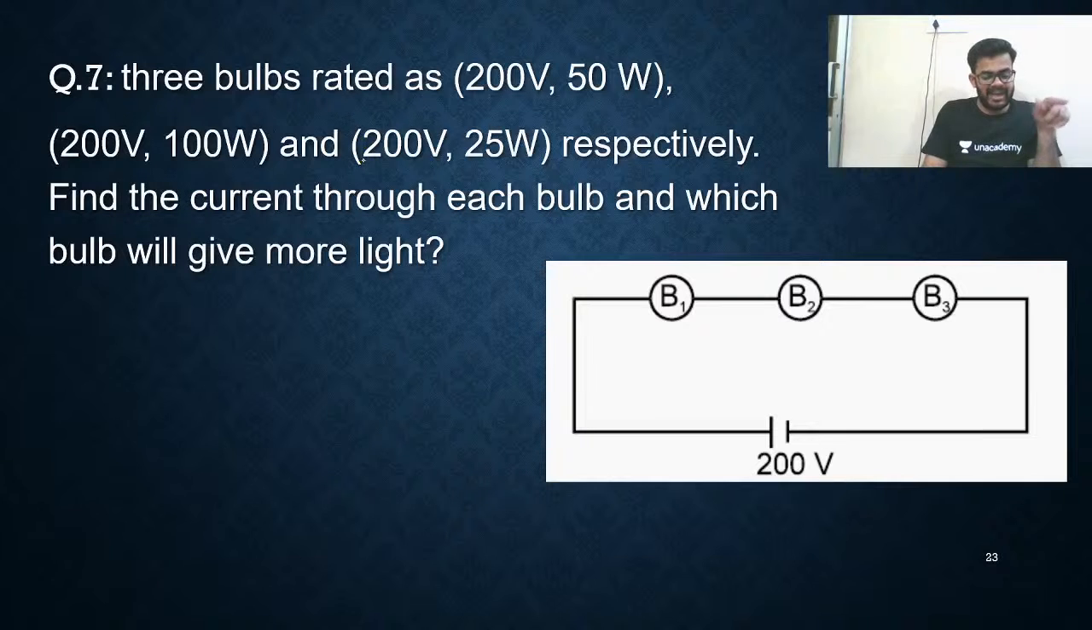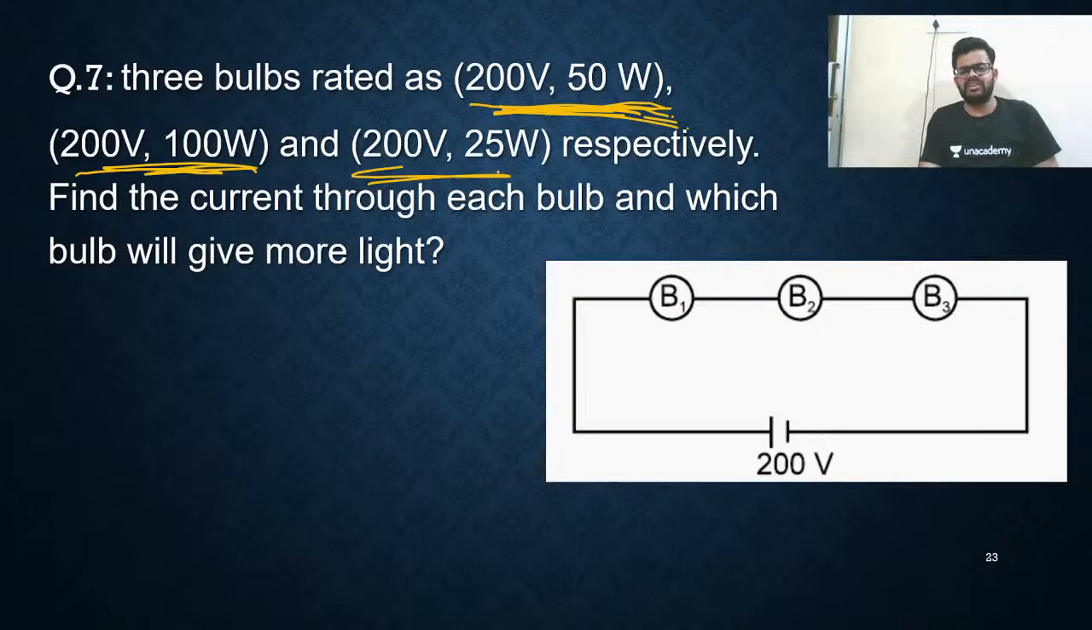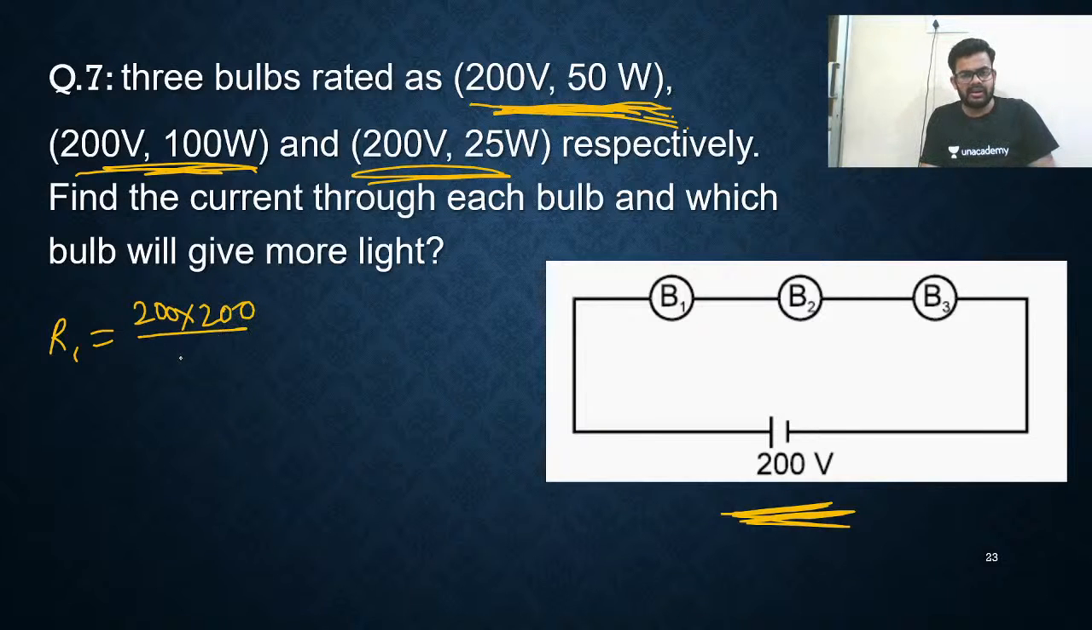Now, three bulbs. This Rajni Chopra is Kushi, okay? So 200 volt and 50 watt, 200 watt, 100 watt, and this are given. I can do one thing. I have connected all three bulbs in series with 200 volts. At first I need to find resistance R1. R1 will be V square upon P, so 200 into 200 divided by 50. So you are getting 800 ohm.